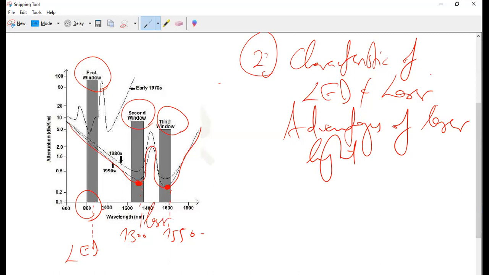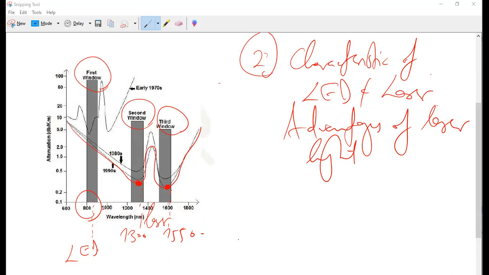So between laser light and LED light, the one to use is obviously laser light. Why? Because of attenuation. LED can be used especially for very short distances. For very short distances you can communicate with LED light, but for longer distances the loss is very high. I think I've done enough.